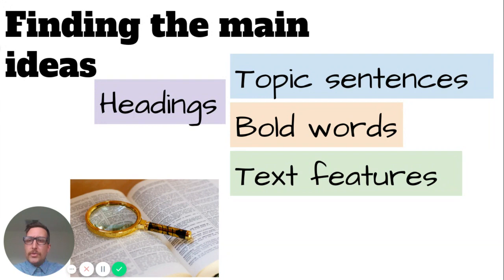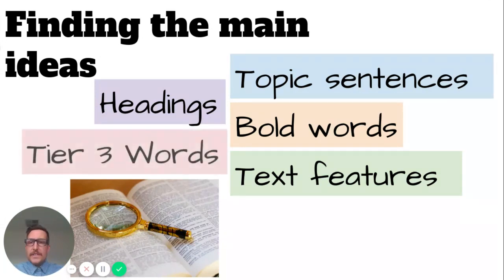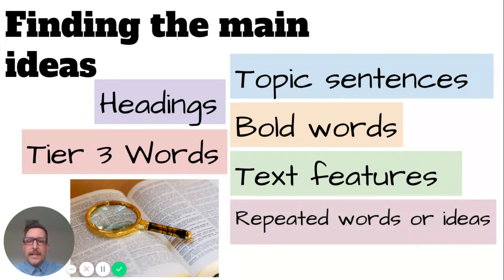We know that when we're looking for the main ideas, we can use lots of different things that a text has. We can use headings, topic sentences, bold words, text features, and tier 3 words. We know those words that really stand out, and things that are repeated.